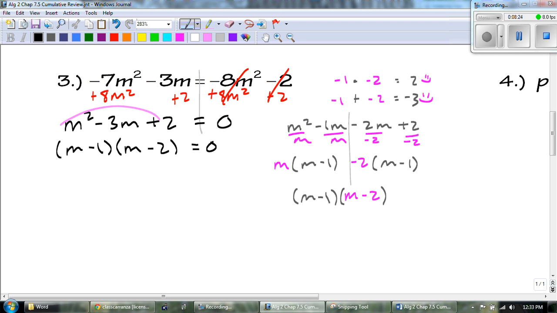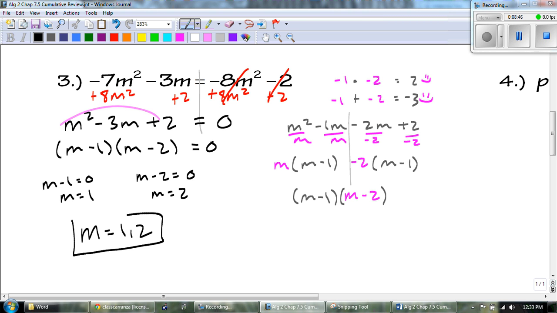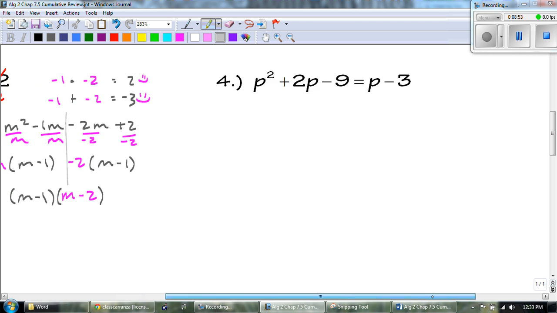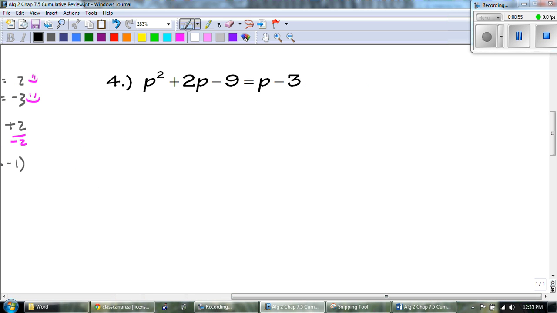Okay, so you should have broken that down to m minus 1, m minus 2 equals 0. And then everything with the variable we set equal to 0. So we set the m minus 1 equal to 0, the m minus 2 equal to 0, and then we get our two answers of 1 and 2. And we put those answers in numerical order. All right, number 4.